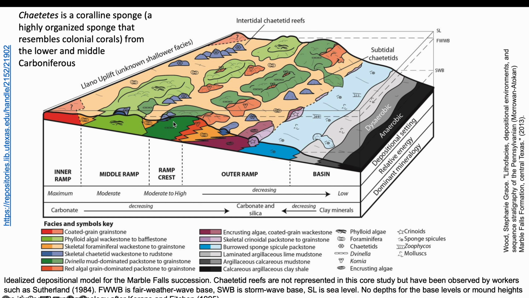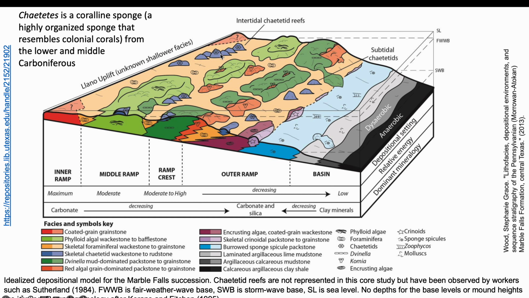You'll get algal reefs, which are these light green and sort of darker green. Dvinella being the darker green and the lighter green being phyloid algae. These look like lettuce leaves, but made of calcite. They are calcium carbonate skeletoned algae, and they're still produced. They're not as common now, but they just used to make massive reefs.